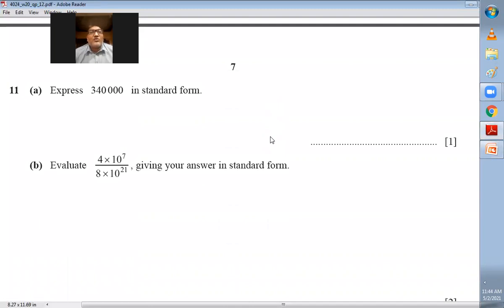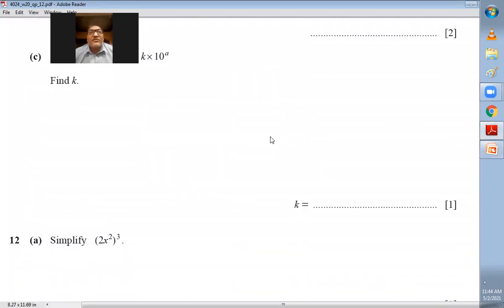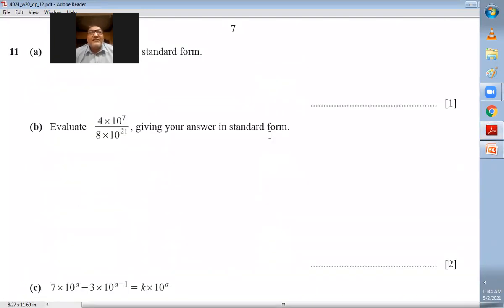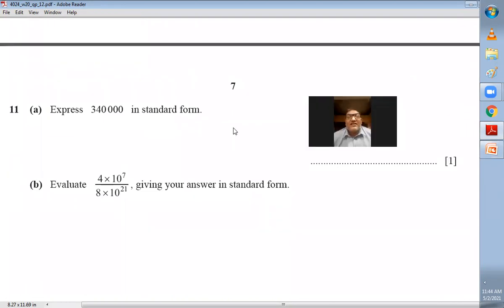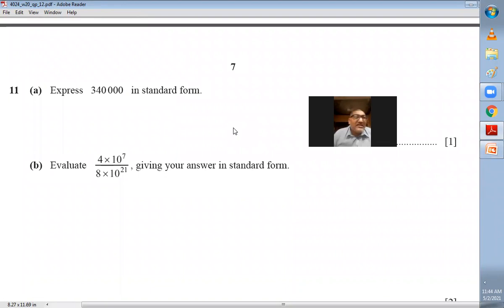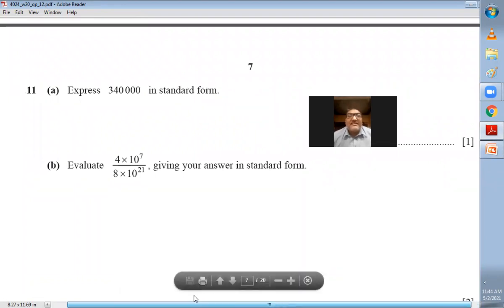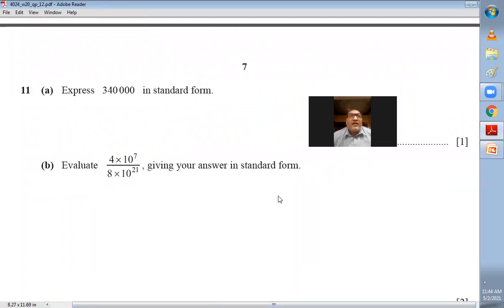So the next question coming up on your screen is question number 11 and it has three parts. The first part of question number 11 is easy. It says, express 340000 in the standard form.